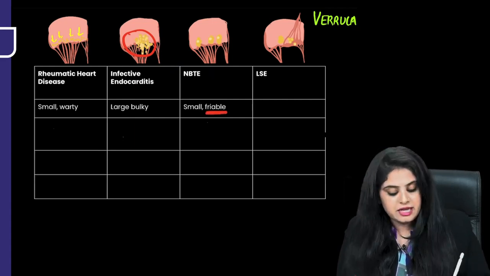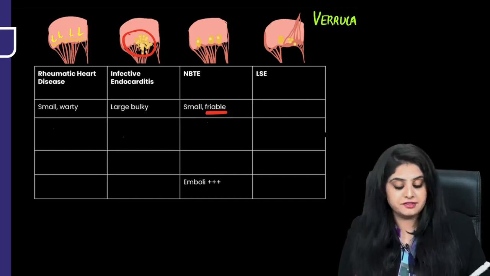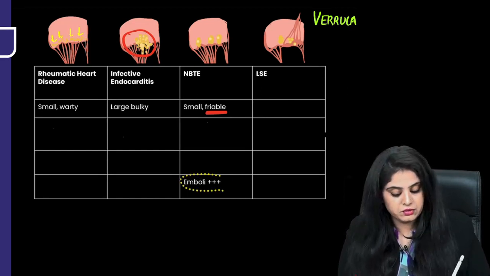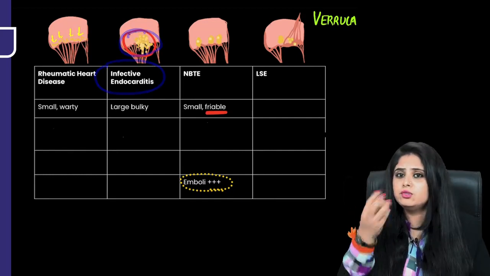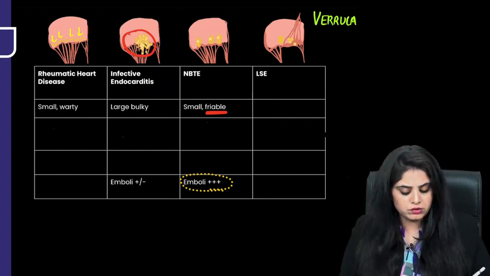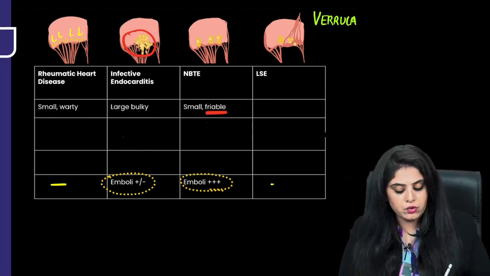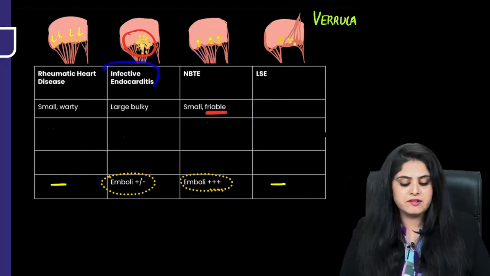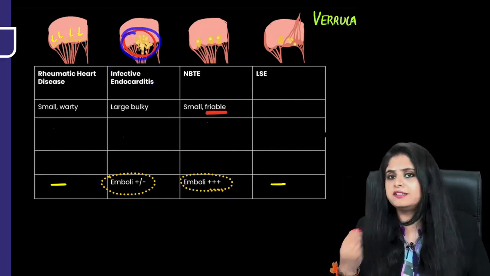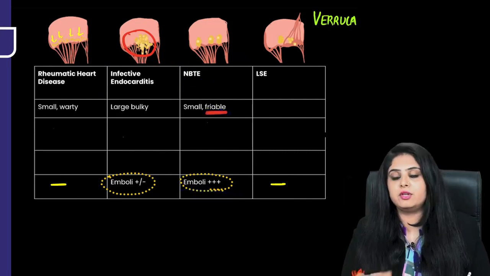So this means, are they going to show you embolization? Are they going to spread to different parts of the body? Yes, definitely yes. But also note, in infective endocarditis, the size was so huge, they can also break off. Sometimes they can also show you embolization, but that is plus minus. Others are not going to show you at all. Just remember which are the two which can show you embolization. Infective endocarditis, sometimes because of the big size. And NBTE, non-bacterial thrombotic endocarditis, because it is weak, it is always going to show you embolization.